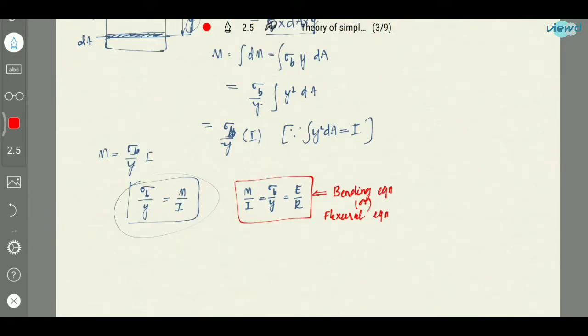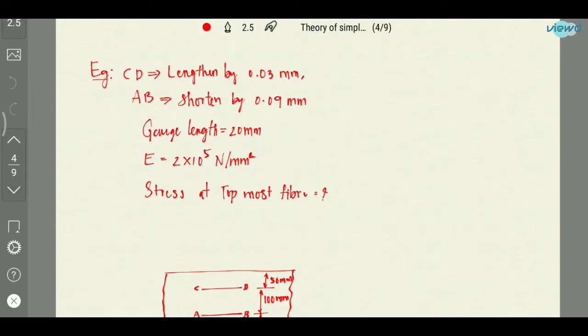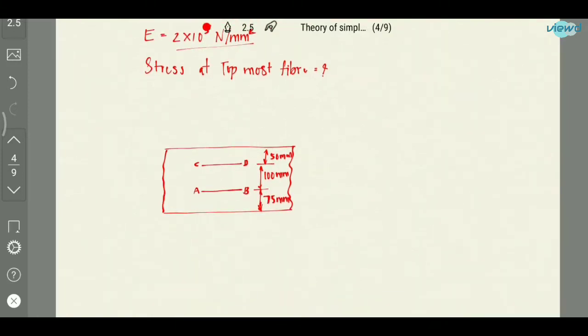Now let us see a small problem based on this bending equation. There is a CD layer which is lengthened by 0.03 mm. There is an AB layer which is shortened by 0.09 mm, and the gauge length we are going to consider is 20 mm. E, Young's modulus, is 2 into 10 power 5 Newton per mm square. Stress in the topmost fiber is, so what is the topmost fiber? The topmost fiber will be here. We have to find the stress in the topmost fiber.